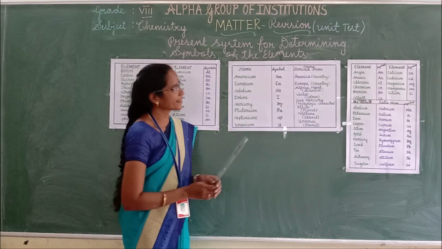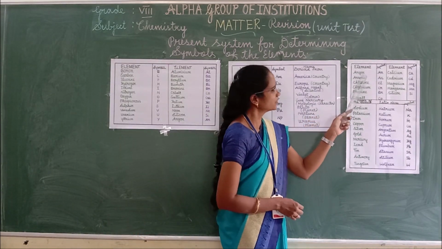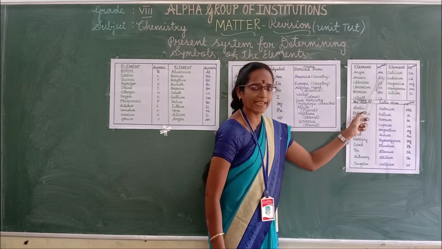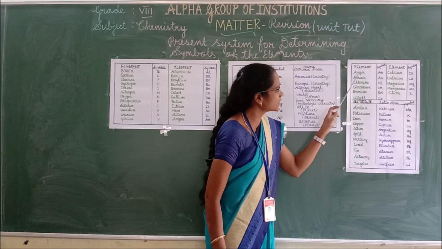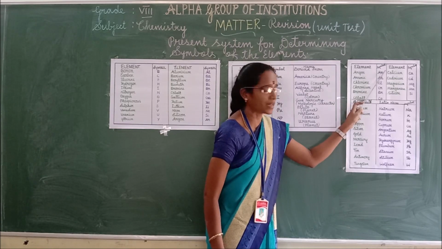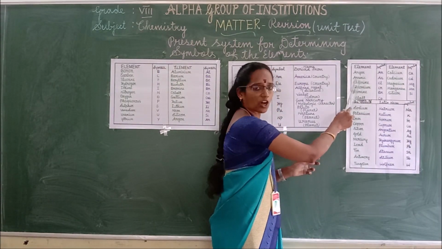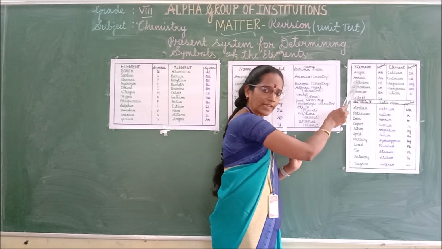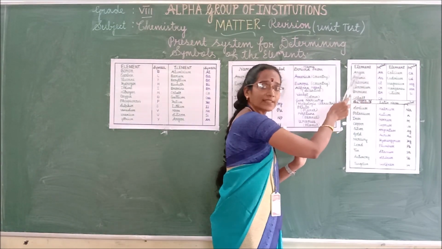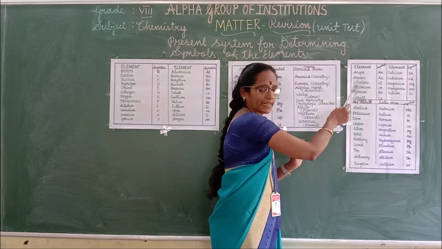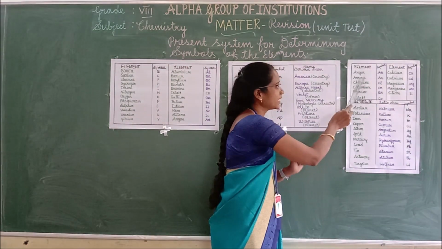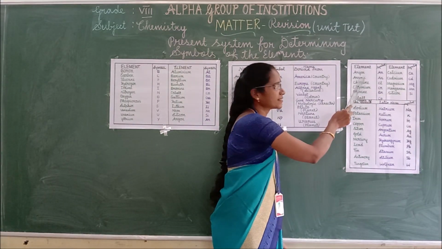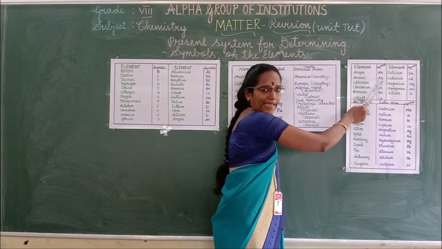Okay, we'll see some examples. See here, argon. The name of the element is argon and its symbol is Ar. Here we have taken the first letter and second letter as the symbol. At the same time, if you check arsenic, for arsenic also the first two letters are Ar only. But already we have taken Ar for argon. So for arsenic we have to use the first letter and third letter. Okay. So first letter as well as third letter, that's what we have got, As.